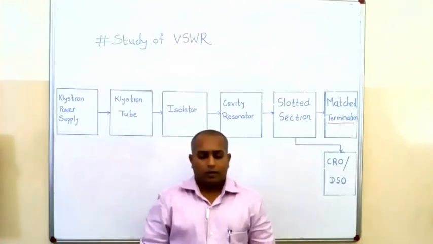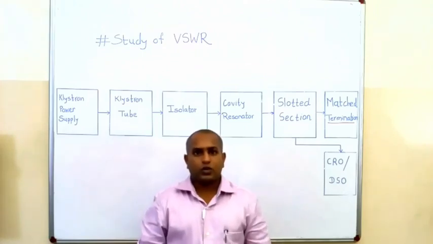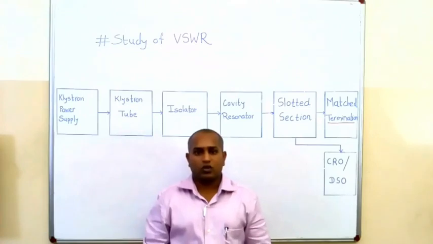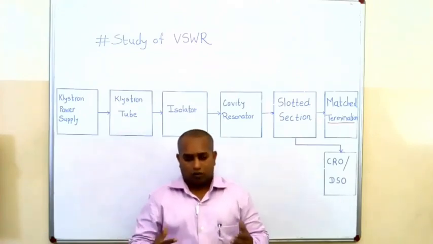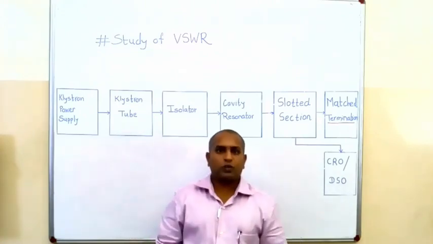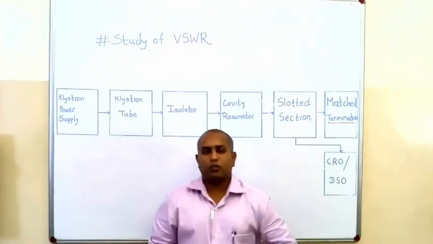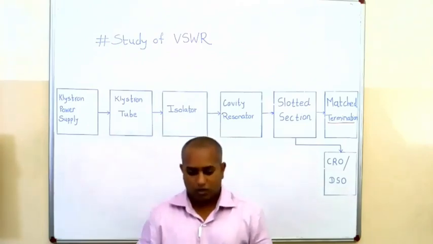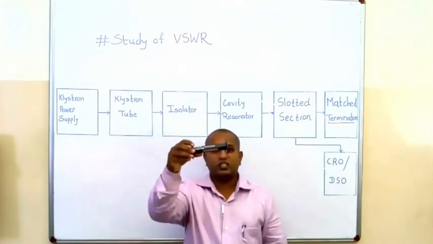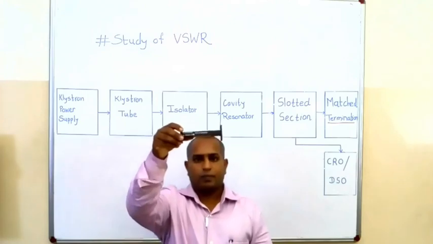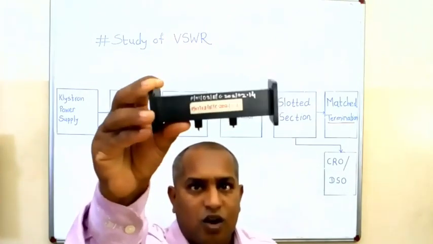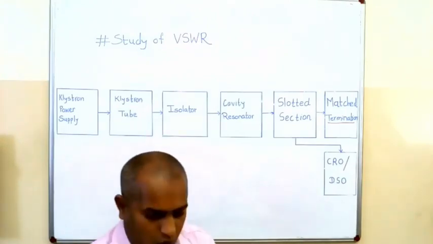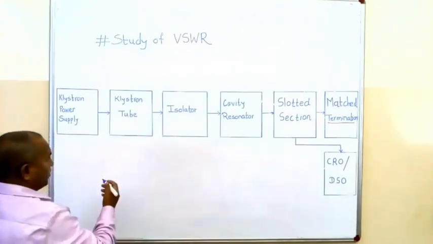Before doing an experiment, you should know the theory related to VSWR. So I will explain the theory of VSWR first, and then we will see how to measure the VSWR by using the slotted line section. So look here, this is your waveguide. If you check a front view of this waveguide, it looks like two lines. So I will draw it here.